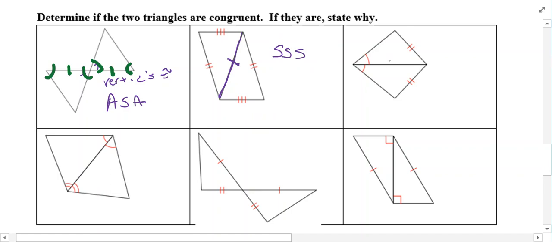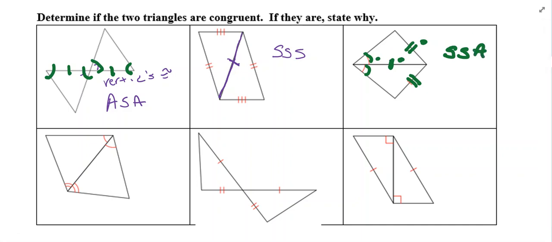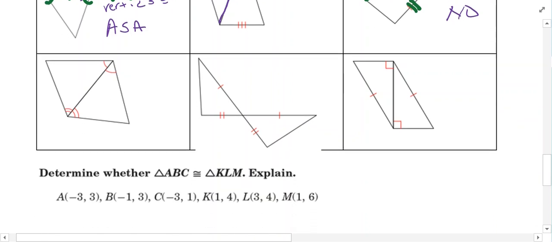Again, on the next one, this one shares a common side, but if we look at it, we have this side congruent to this side, the shared side congruent, and then the angles. So we have side, side, angle. So side, side, angle does not work, so this one is no. For the next one, we have a shared side again. Looking at the picture, we have an angle, side, angle. So this one is true by angle, side, angle.